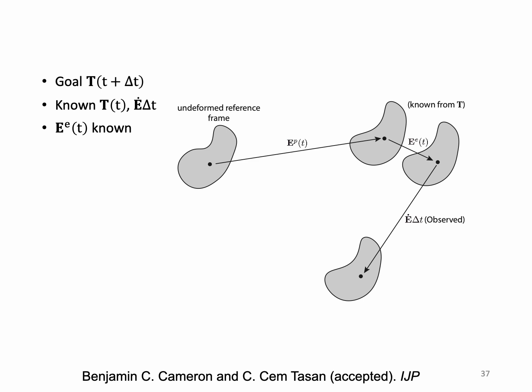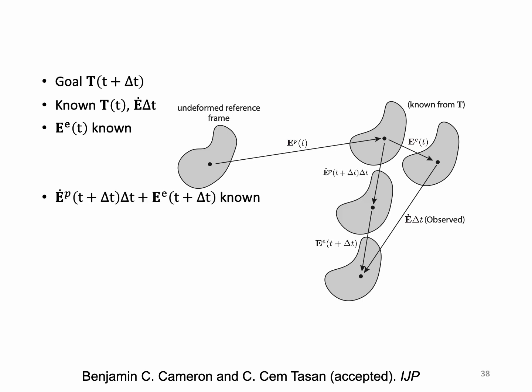We also have done digital image correlation. So we know the strain rate times delta t, or the step in the strain. So these two things we know form a triangle. And the third side of the triangle has two components. It has the plastic strain rate at time t plus delta t, and it has the elastic strain at time t plus delta t. So we know what the sum of these is because we know the other two sides of the triangle, essentially.